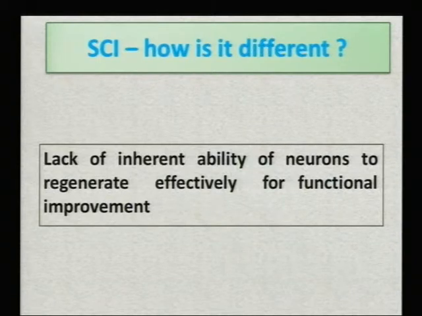How is spinal cord injury different than other injuries in the body? There's a lack of inherent ability of neurons to regenerate effectively for functional improvement. And that's why if there is a complete spinal cord injury, meaning if there is a complete loss of sensation or movement below the level of the injury, manifest by absent perianal sensation or voluntary anal contraction, then they are likely to remain complete for life.